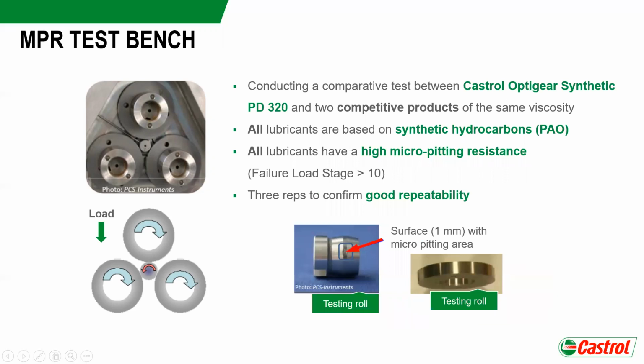We have tested a total of 3 lubricants in this test rig. All of these lubricants are synthetic ones, PAO based. All of them have a very high micropitting resistance according to the data sheet. So in a classical test, they have a failure load stage of greater than 10, so they appear to be equal. And we have run in total 3 repetitions of the test to make sure that it's not a one-time effect, but we can see it in all 3 repetitions of this test and know the results are very reliable. Next slide, please.